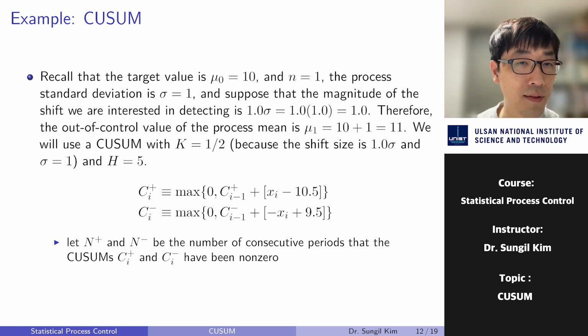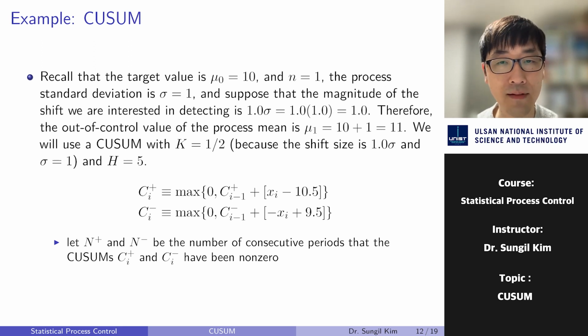That is mu1 going to be 11. Since K is half of the shift size, K equals 0.5 and H equals 5 sigma, so it is 5. We can construct the upper QSUM statistic and lower QSUM statistic and compute them for the corresponding 30 observations.